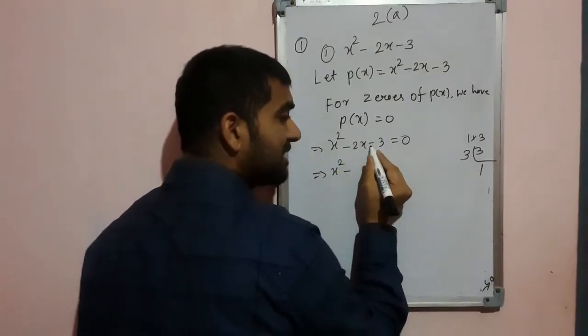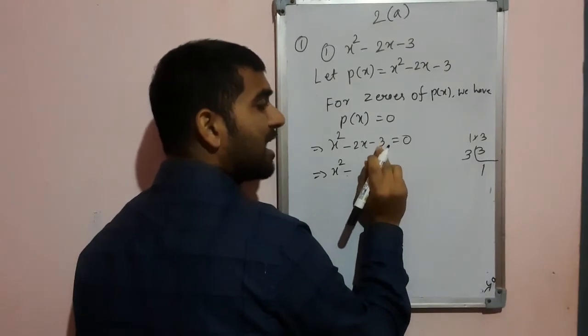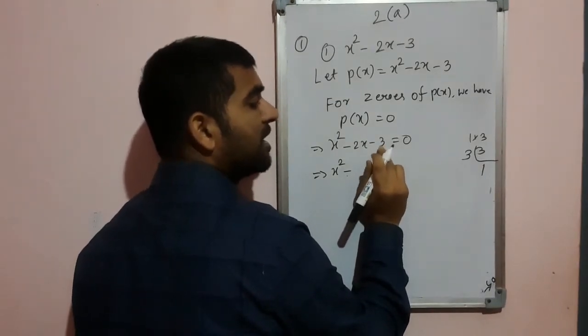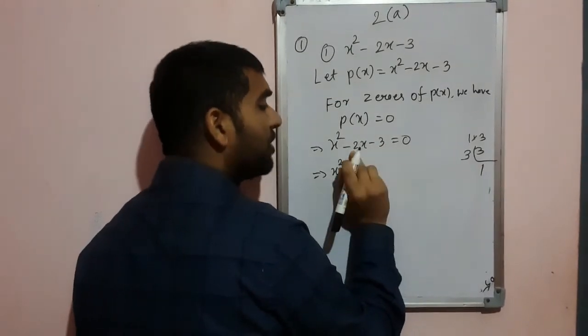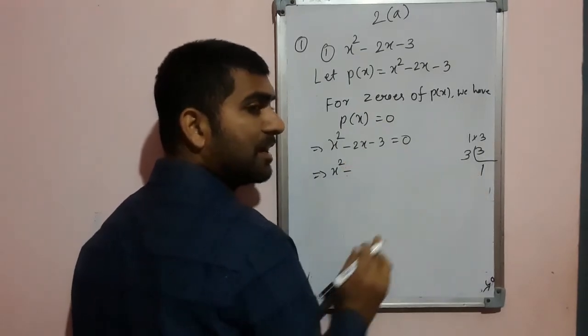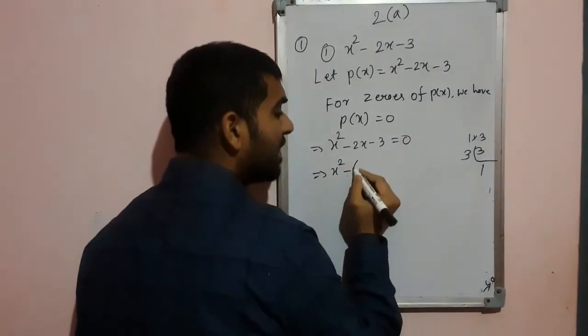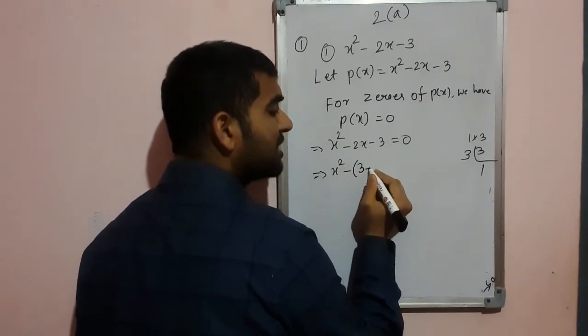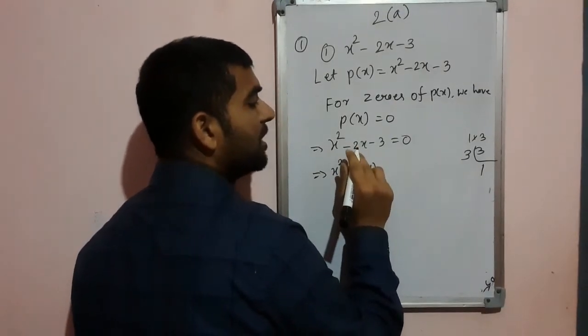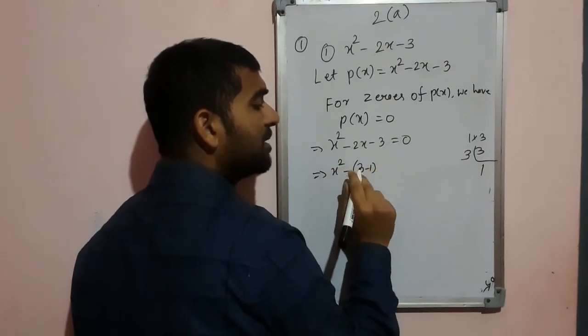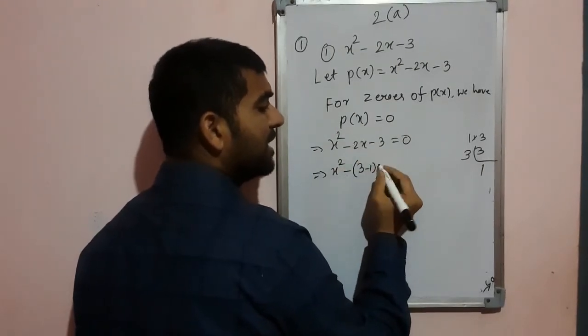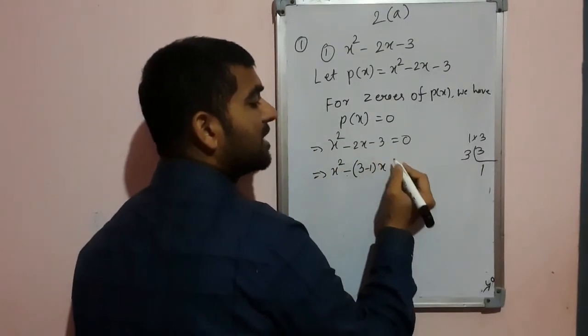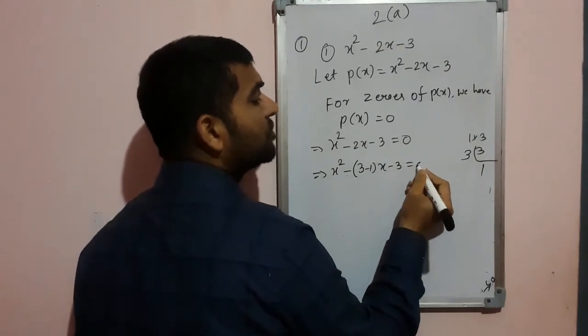Now we have to obtain 2 with the help of these factors. But we have to see the sign of the last term. If it's minus, we have to get the 2 with the help of minus. So what we can write? We can write here 3 minus 1, it will be 2. Yes or no? 3 minus 1, it will be 2. So it's correct? No? 2 is 3 minus 1, x, it will be x, minus 3 equal to 0.